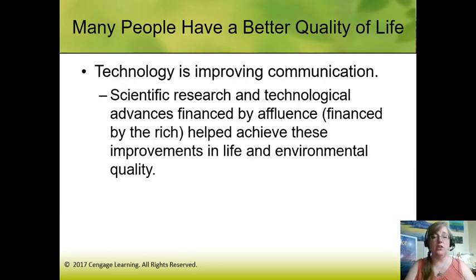We use scientific research and technological advances financed by affluence, meaning financed by the rich. The richer a country or the group of people are, the more of these things they can have. This has helped achieve improvements in life and environmental quality. All right, so with the affluence of the developed countries comes this increase of technology. And what we have to do is share it or find ways that the less developed countries can have this as well.